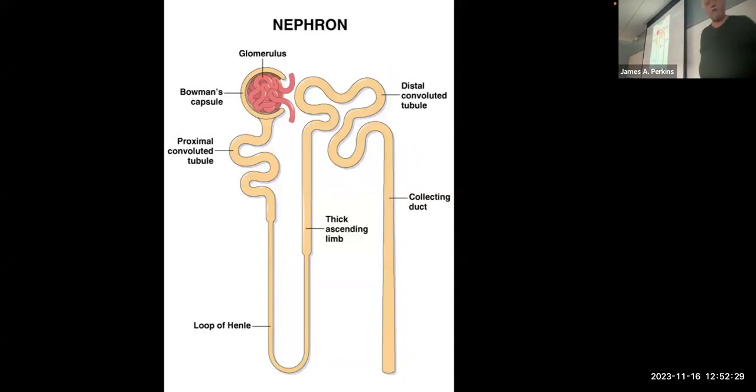So the functional structure located within both the cortex and medulla of the kidney is the nephron. I mentioned before that the nephrons are a little bit different in shape in the cortex and in the medulla, but they're all basically doing the same thing.